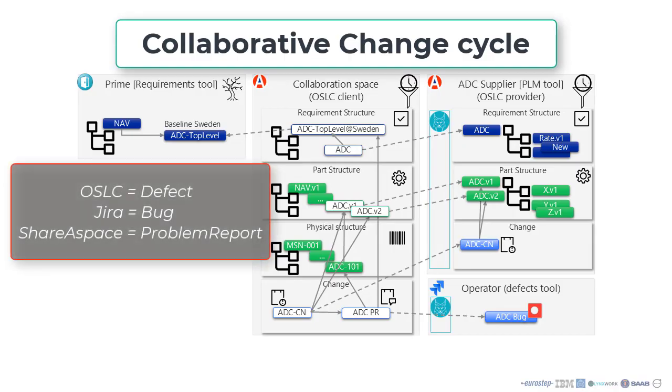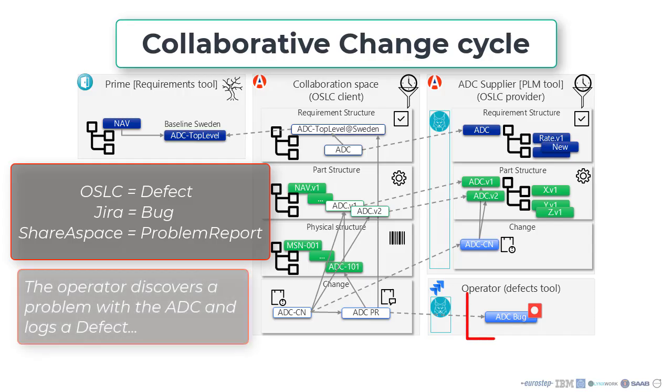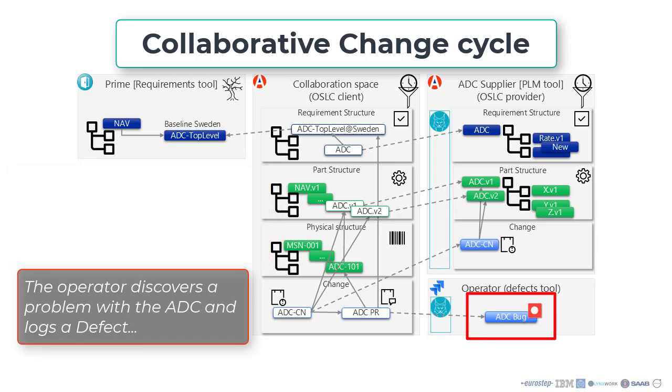The different tools in this collaborative process have different names for the defects. In Jira, they are known as bugs, and in ShareAspace, they are problem reports. At the start of the collaboration change process, the operator discovers a problem with the ADC and logs a defect.